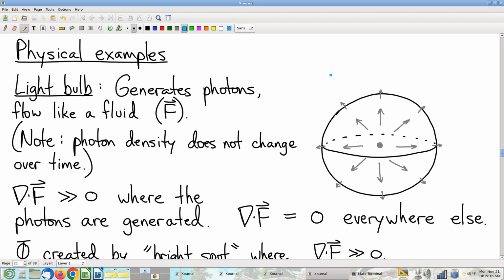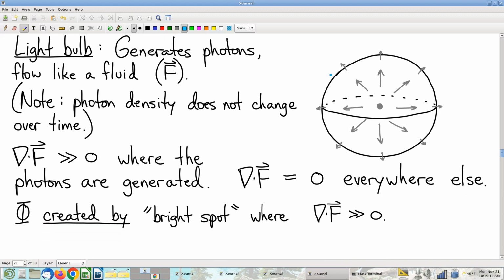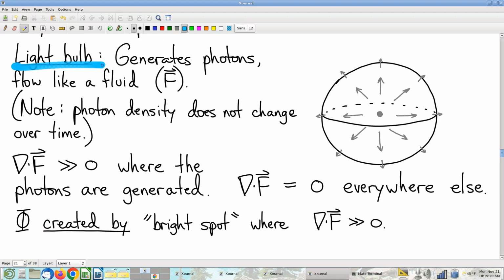So the first one I want to talk about is a light bulb. And I like this because it's relatable. We've all seen light bulbs. We kind of know what light bulbs do, and this is not in some sense unrelatable, hard to imagine things like magnetic fields. That's weird.